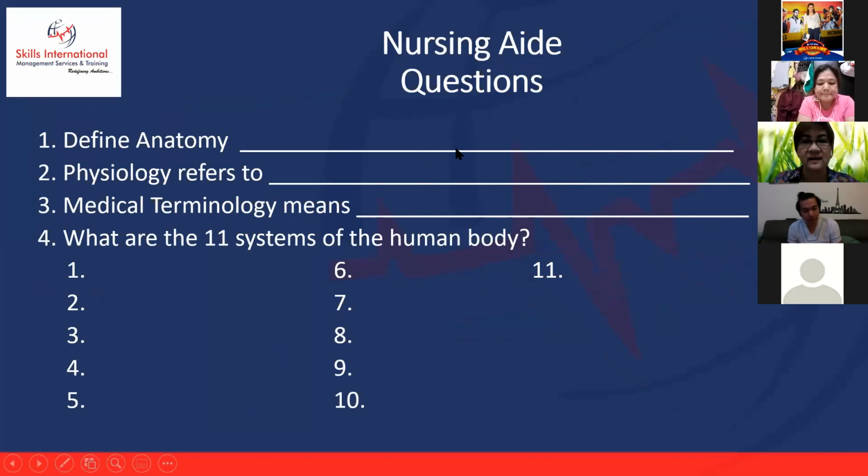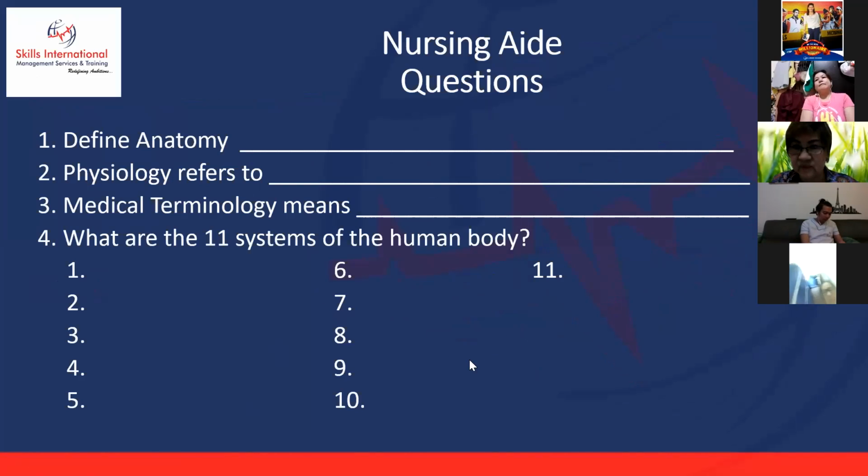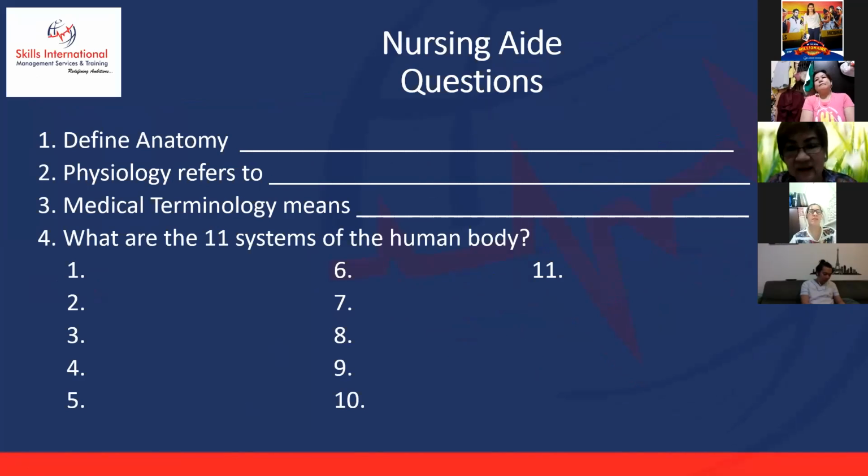Okay, so we're back. And we are just talking about answering our questions, our quiz. So where is Joy? Joy can continue. What is the physiology about? Joy is here. Yes, ma'am, I'm here now. Okay, so what is physiology, Joy? Refers to functions of the body. Okay, so we have known anatomy is the structure and the physiology refers to the function of the body.